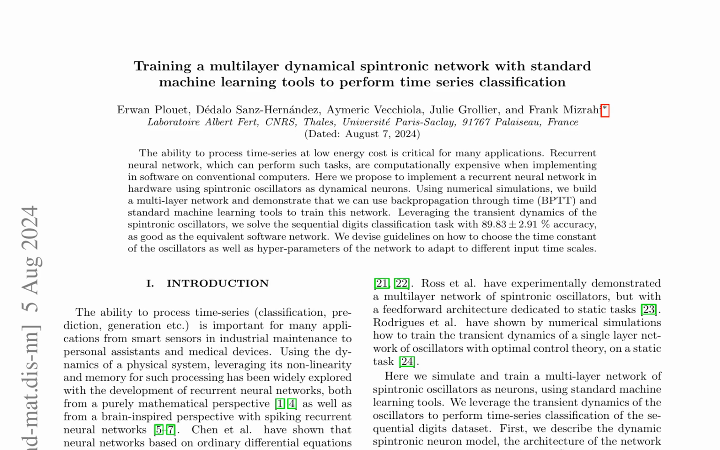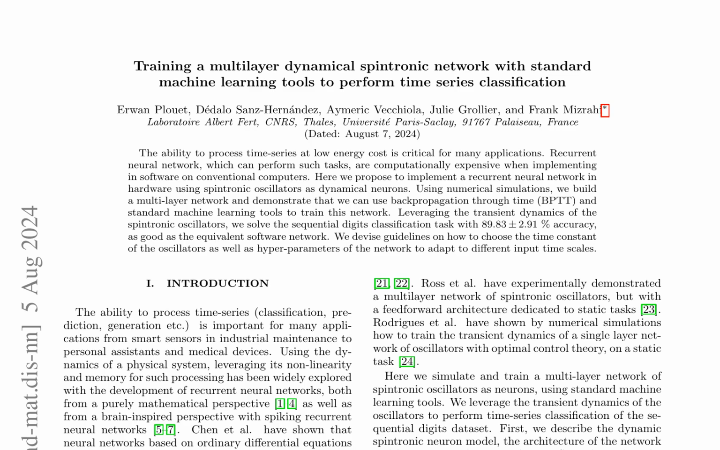This work proposes a novel approach to implement recurrent neural networks, RNNs, in hardware using spintronic oscillators as dynamical neurons. The authors simulate a multi-layer network of spintronic oscillators and demonstrate its ability to perform time series classification using standard machine learning tools. The network architecture consists of successive layers of dynamical neurons, connected by interlayer and intralayer connections.